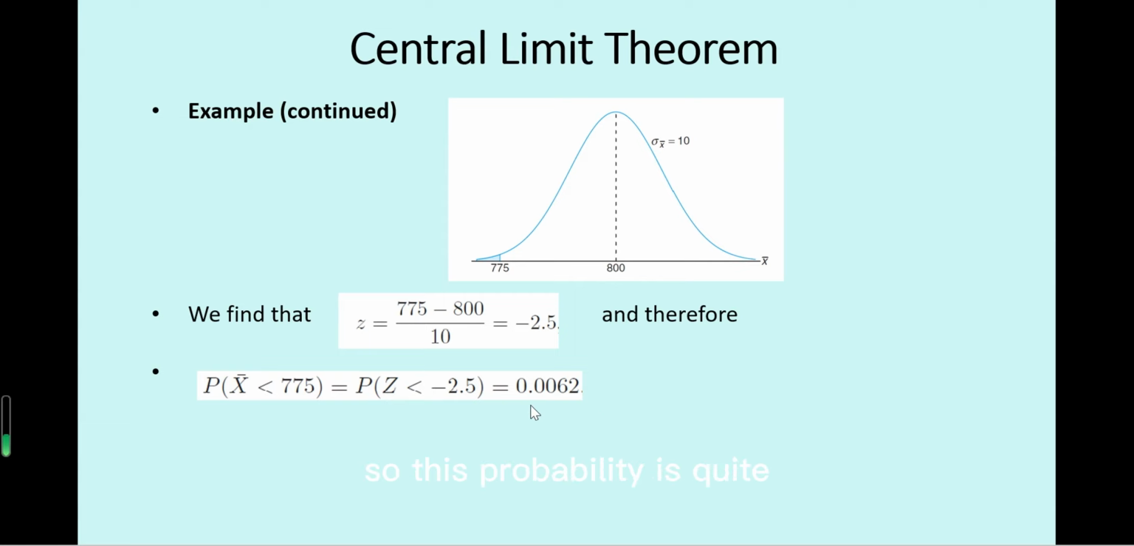So this probability is quite low, very low. It's less than 0.001, so less than 1 in 1,000, right? The probability is also less than 1 in 1,000.